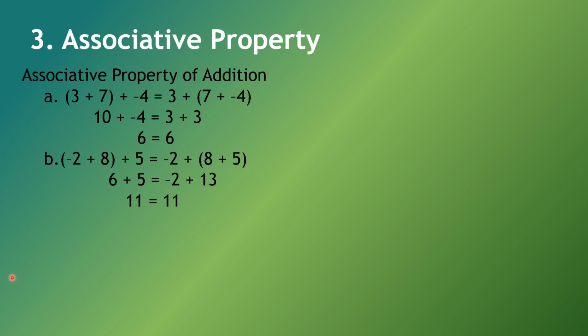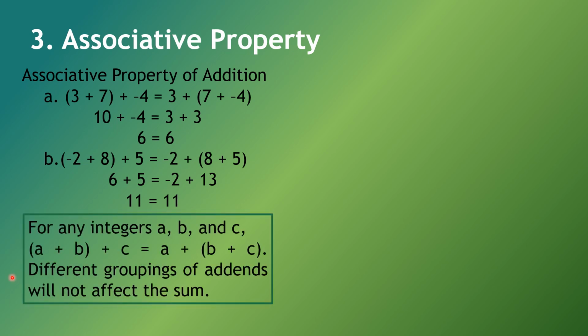So, what is associative property of addition? For any integers a, b, and c, the sum of a plus b plus c is equal to a plus the sum of b plus c. Different groupings of addends will not affect the sum. So kapag magkaiba o pinag-iba natin ang group ng dalawang numbers or ng tatlong numbers, hindi magbabago ang sum. Next, associative property of multiplication.